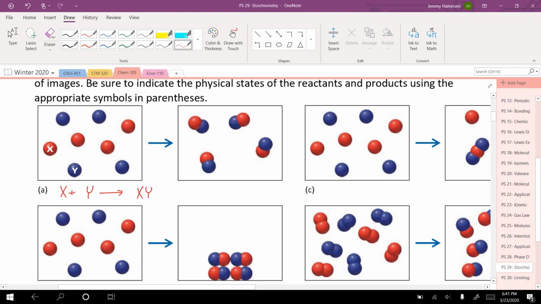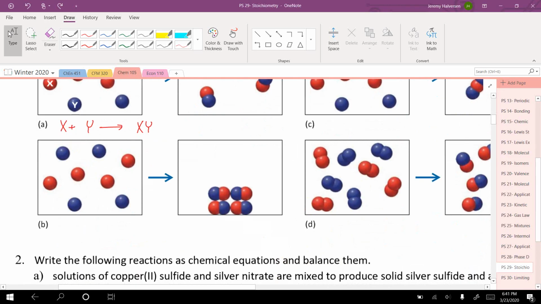Now a lot of people wonder, well, there's 4 blue balls, 4 Y's, so do I need to put a 4 there? No, you don't, and you shouldn't. This equation is just giving us the ratio of things happening. So if I have 1 X and 1 Y, I get 1 XY. Now I have 4 X's and 4 Y's, so I'm going to get 4 XY, but that can just be reduced to this ratio of 1, 1, 1.